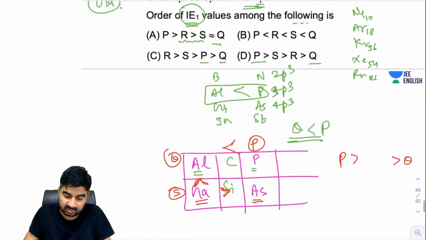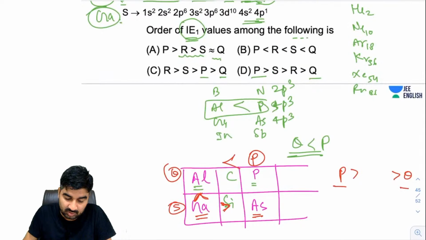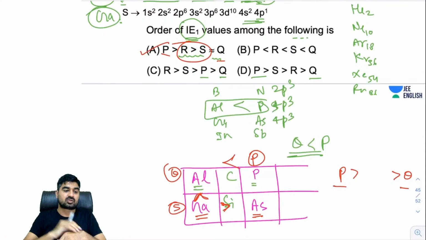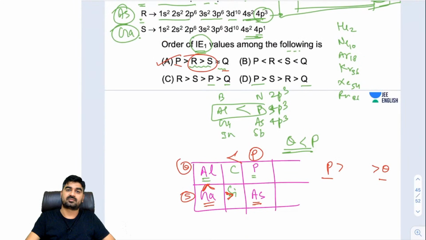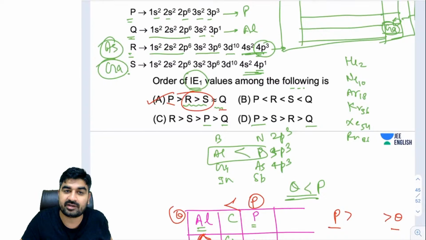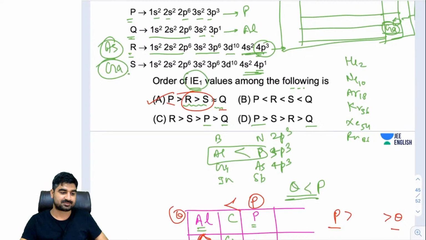And now you can arrange P and Q. Now this will be your answer. So you just have to identify the correct set. And you cannot identify it simply by their configuration. You have to write down the numbers.